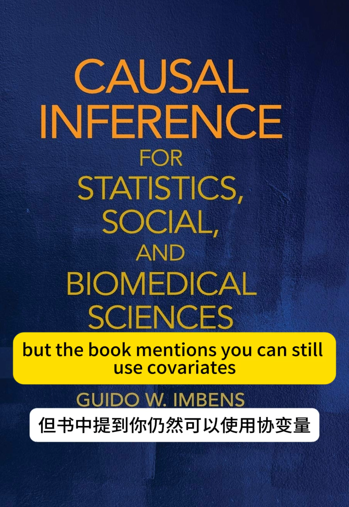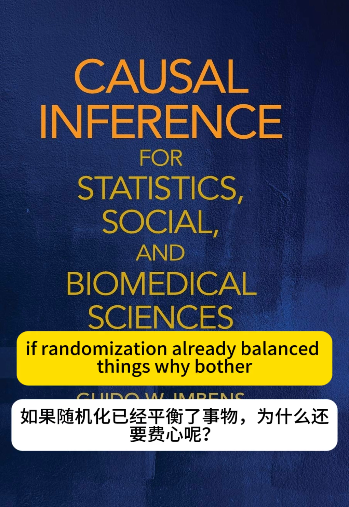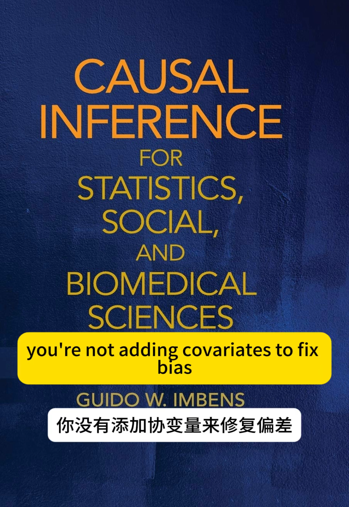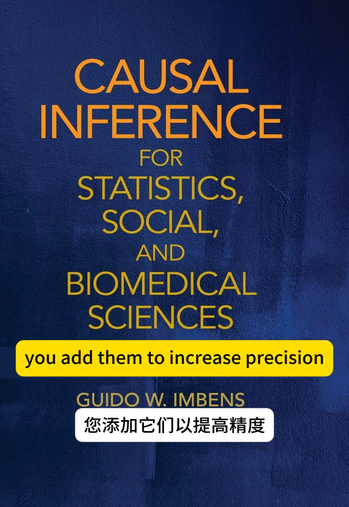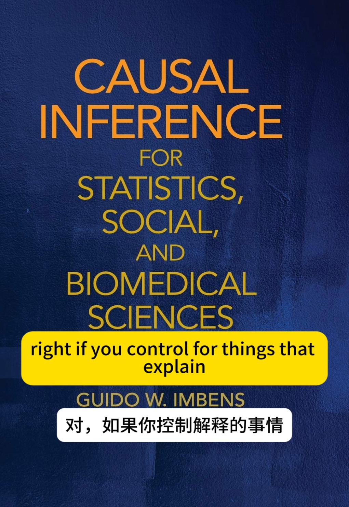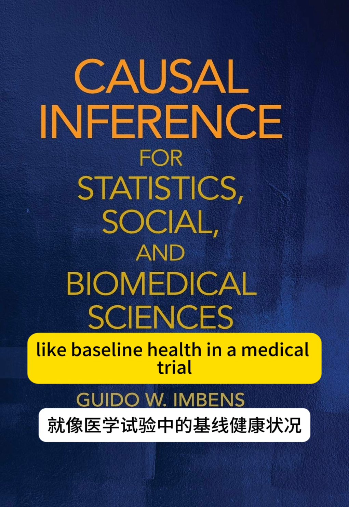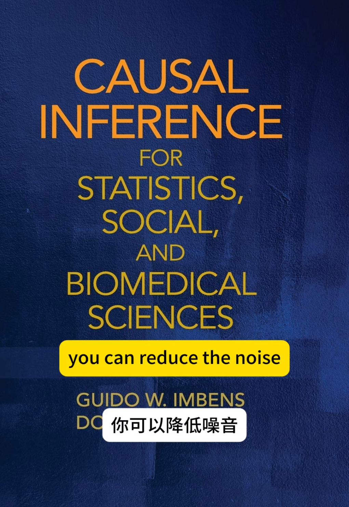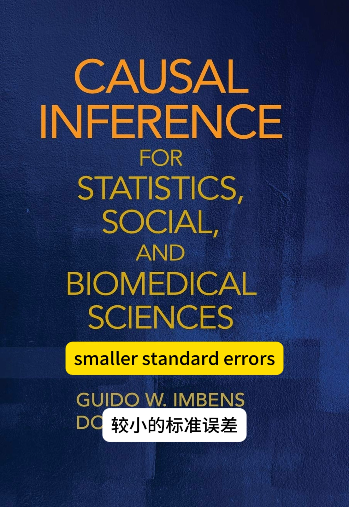But the book mentions you can still use covariates, pre-treatment variables, in the analysis here. If randomization already balanced things, why bother? That's a great question. You're not adding covariates to fix bias; randomization took care of that, on average. You add them to increase precision. To get a tighter estimate. Right. If you control for things that explain some of the variation in the outcome, like baseline health in a medical trial, you can reduce the noise and get a more precise estimate of the treatment effect, smaller standard errors.